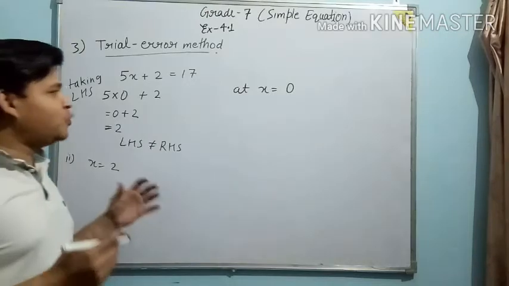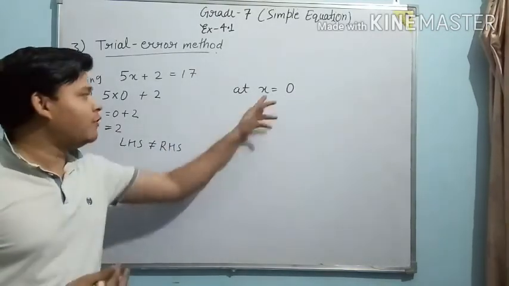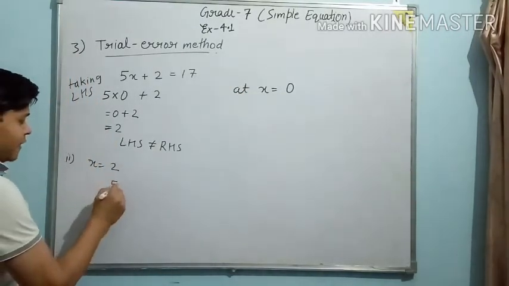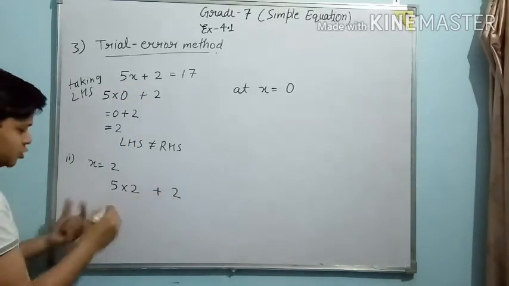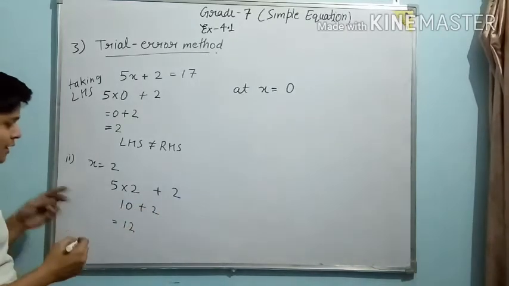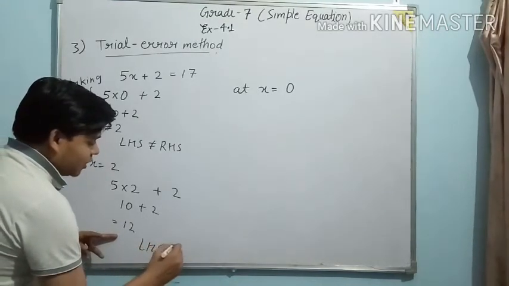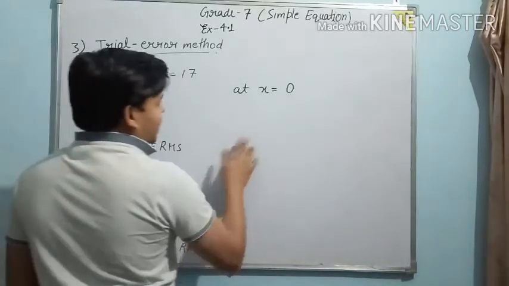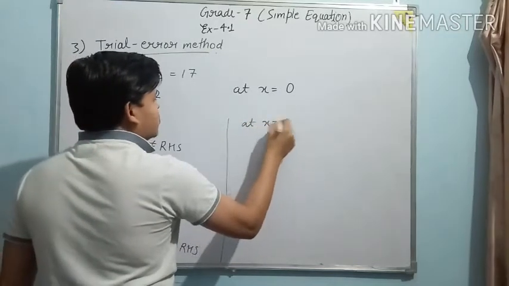So second, let's take x is equal to 2. It is not necessary that you have to put 1 after 0. It's your choice, as I told you, you can put any value of the given variable. So I'm trying with 2. So 5 into 2 plus 2, 5 twos are 10, and 10 plus 2 is 12. So at x equals 2 also the LHS is not equal to RHS.